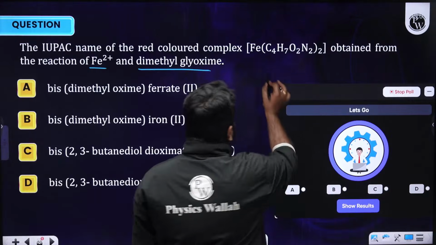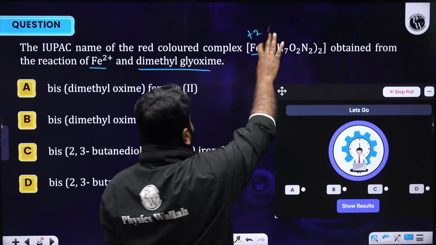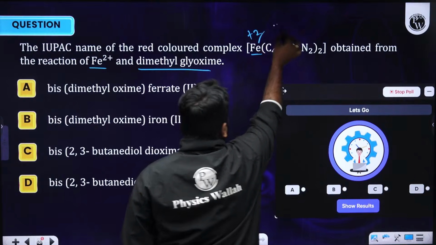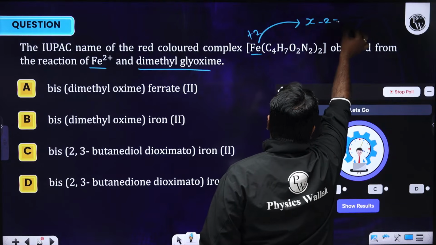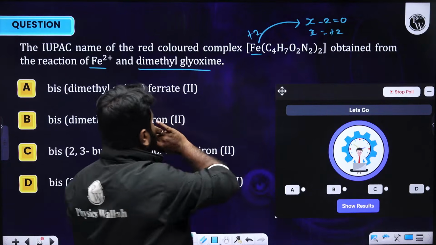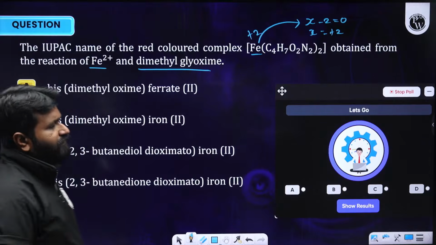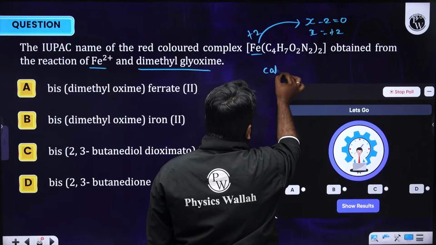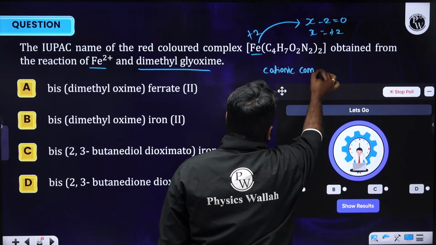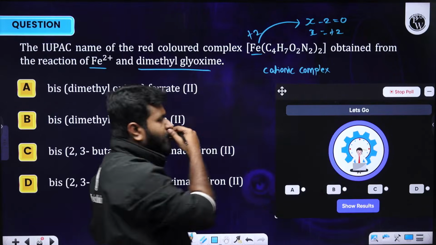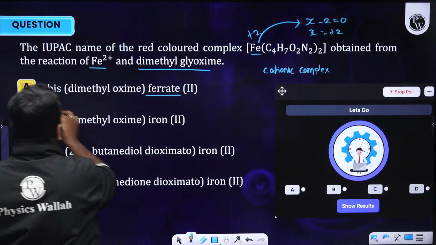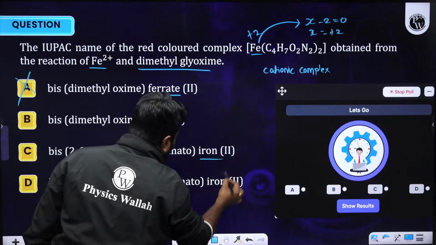What will be the oxidation state of iron? +2. Dimethyl glyoxime is an anionic ligand, -1 charge. Here -2 is there, so automatically X - 2 will be equal to 0, so X will be equal to +2. Overall charge, nothing is there. Fe +2. Now, if nothing is given, meaning no charge, if it is neutral, then we need to consider this as a cationic complex. In a cationic complex, what metal name will be there? The metal name will come as iron only. So this is iron(II), iron(II), iron(II).